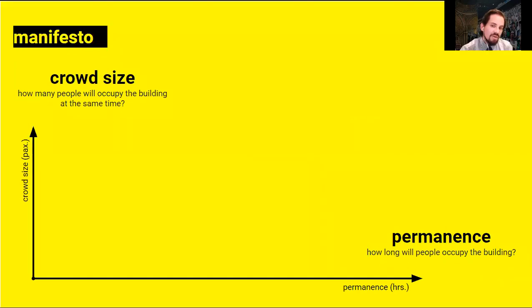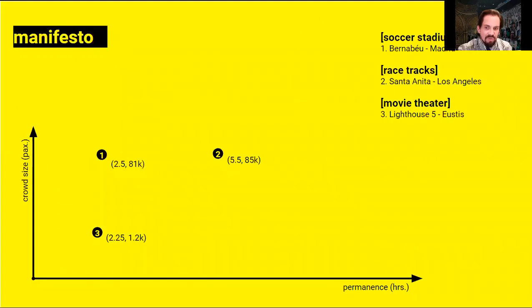So in order to create our new taxonomy, we'll use a simple two-dimensional Cartesian grid in which our main axes will be vertically crowd size and horizontally permanence. The first refers to the number of people that can be simultaneously found inside the building, while the second refers to how long that crowd will stay there. Let's go back to the three building types we are familiarized with at this point: the stadium, the racetrack, and the movie theater. Since they come in different sizes, we'll refer to specific examples when mapping them.